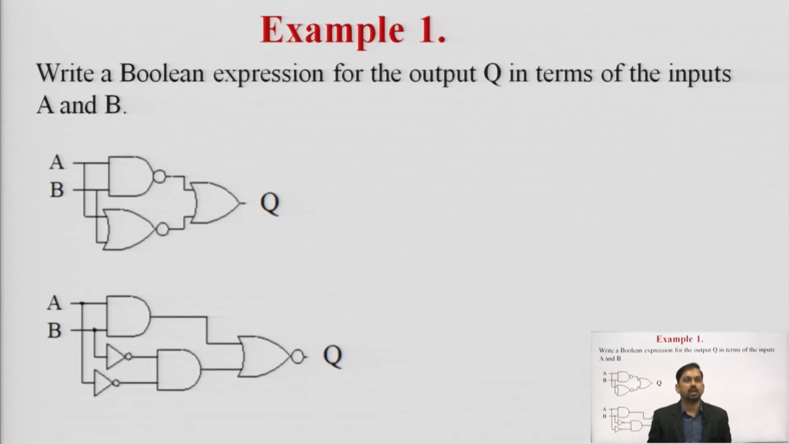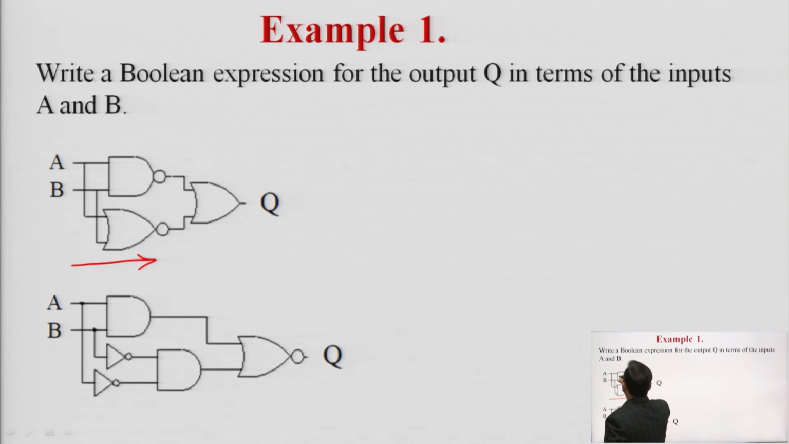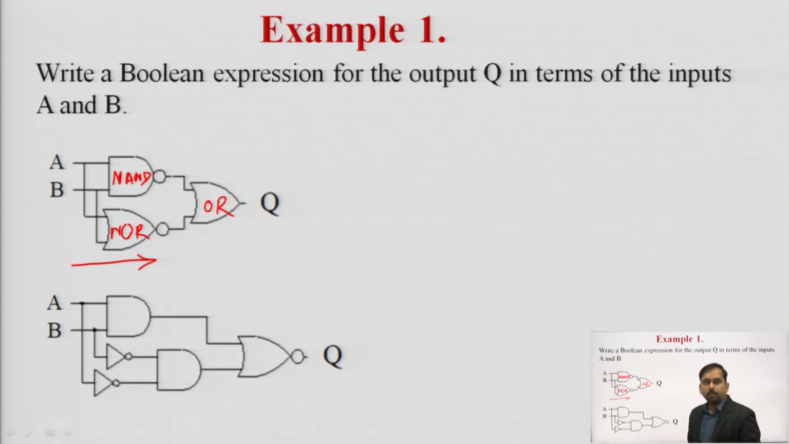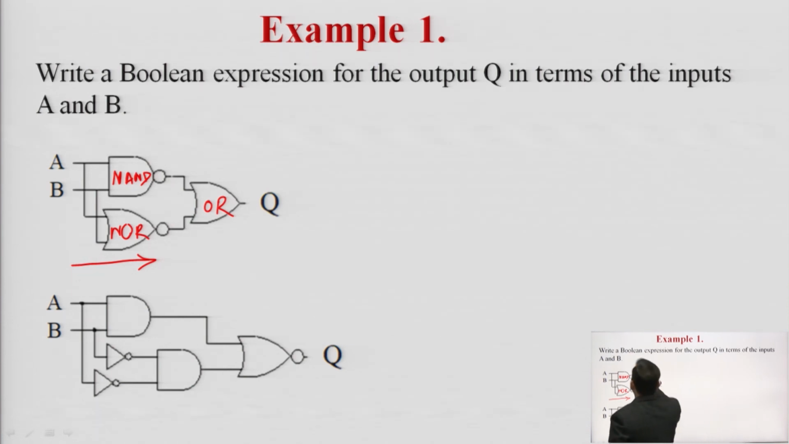So we have this first example: write a Boolean function for the output Q in terms of inputs A and B. So we have two circuits. How can we proceed? We can proceed from left to right. The first gate is the NAND gate, this is the NOR gate, and this is the OR gate. So step by step we will write down the output.